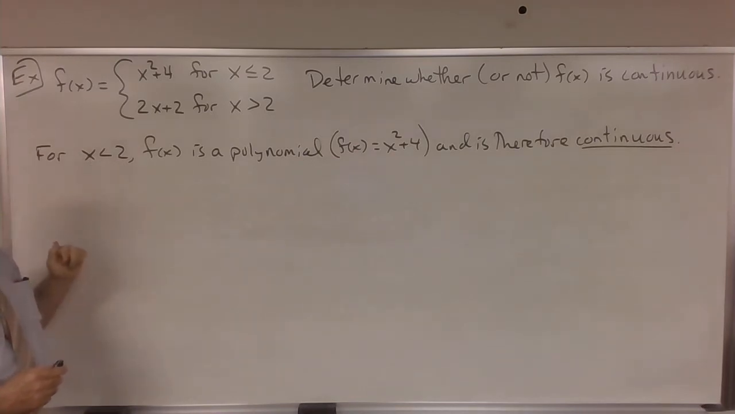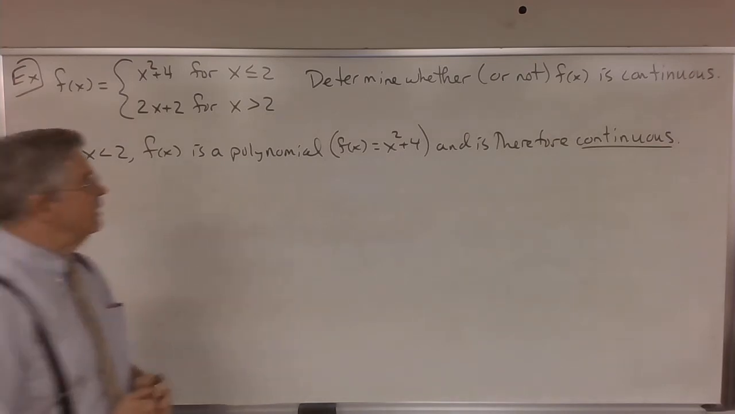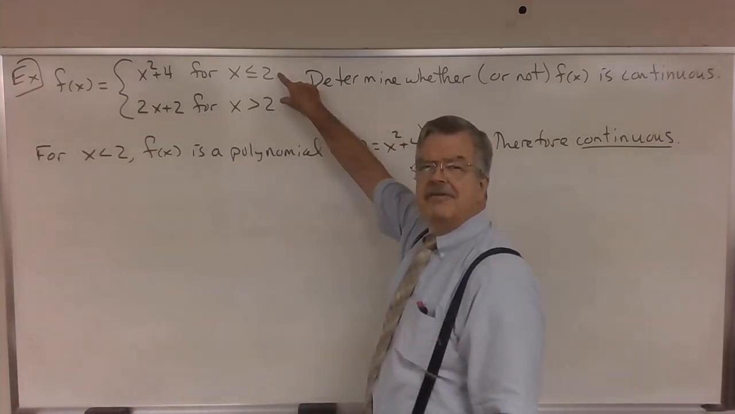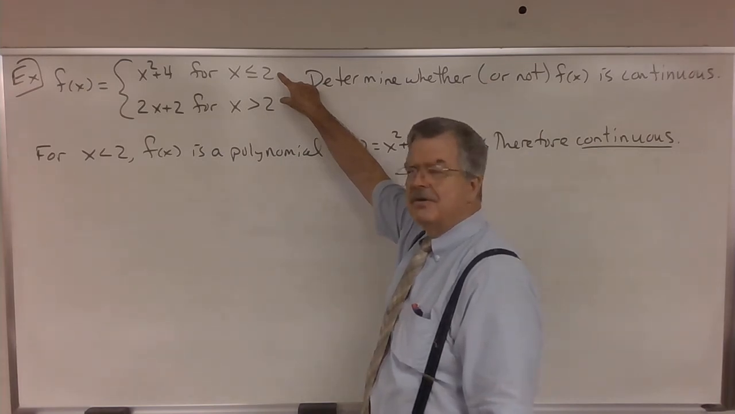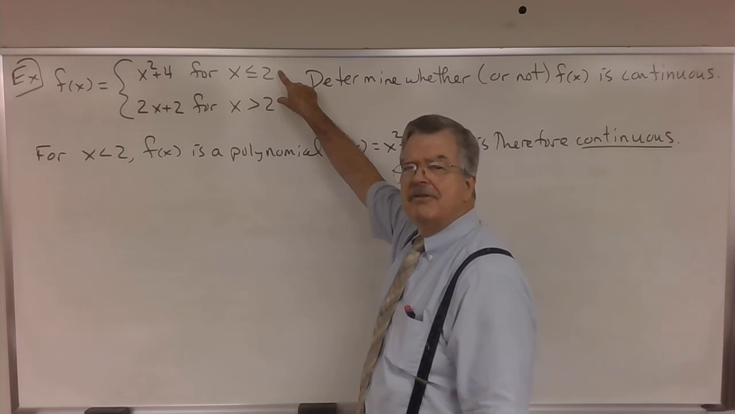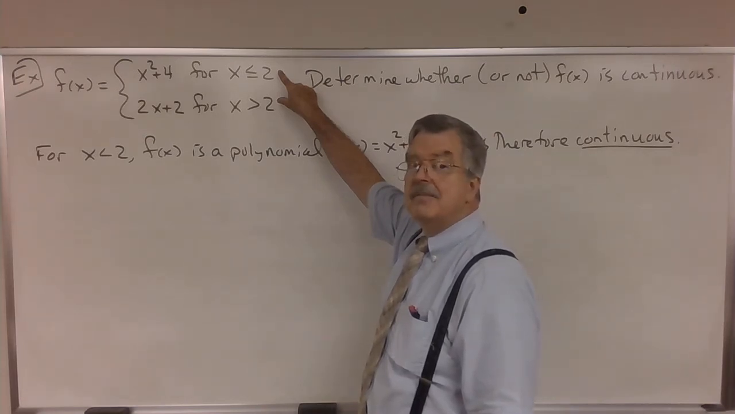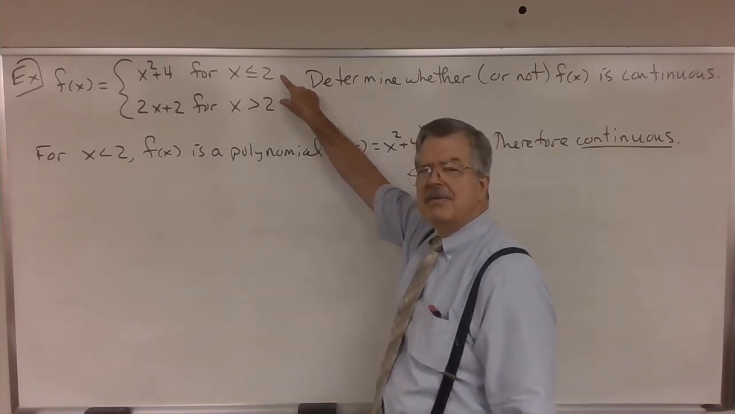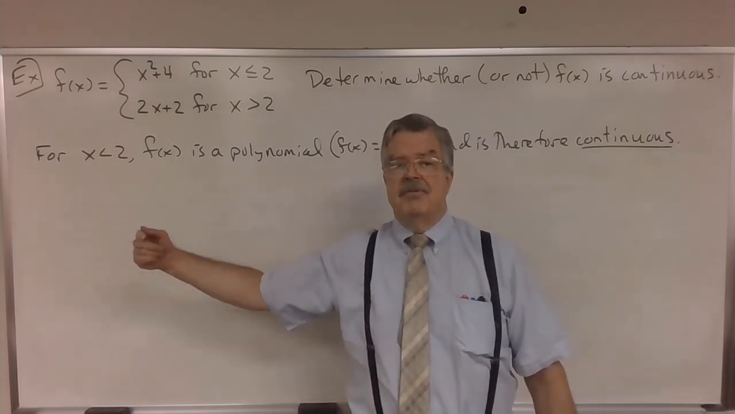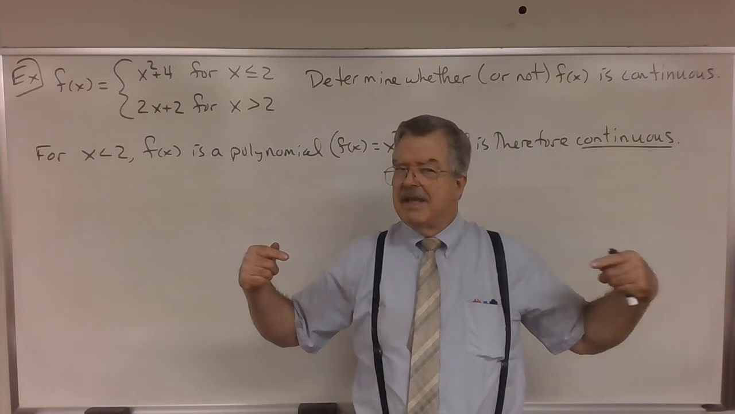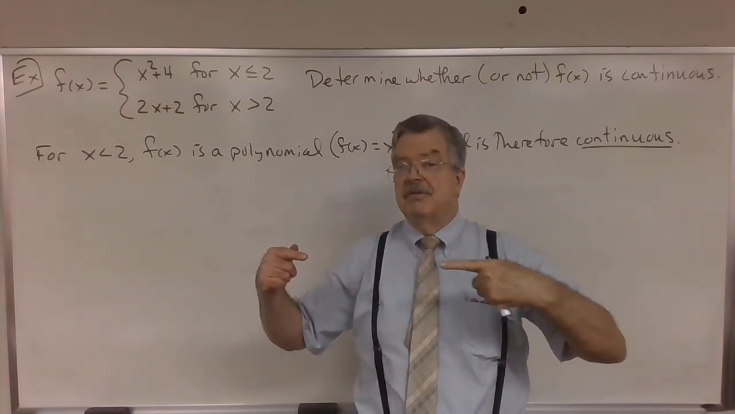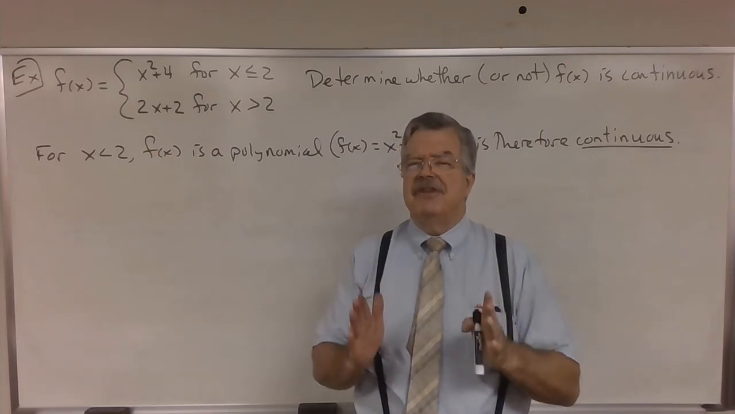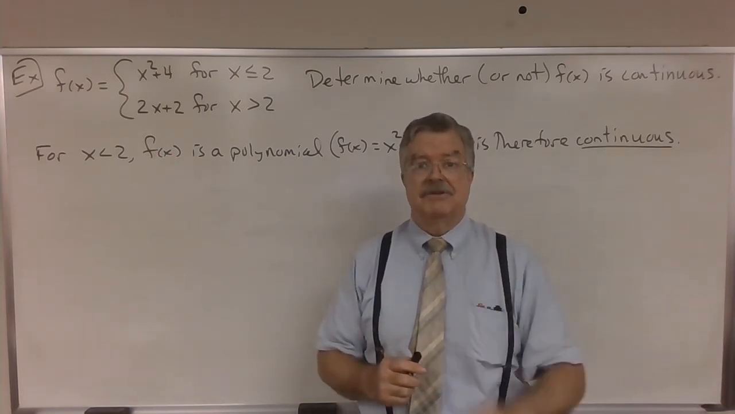So why couldn't I say that f of x is continuous for x less than or equal to 2? And the reason is that the definition of f of x changes right here at x equal 2, and therefore it opens up the possibility that the one-sided limits may not be equal. Because the definition changes right here at x equal 2, the limit as x approaches 2 from the left may not be equal to the limit of f of x as x approaches 2 from the right. We're going to have to check that case out separately.